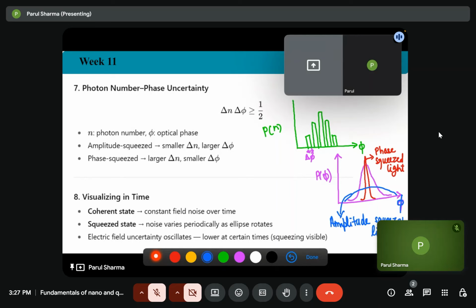So what is the physical interpretation for this? So phase squeeze means there are certain time instants where the uncertainty in the phase is actually smaller than the coherent state.